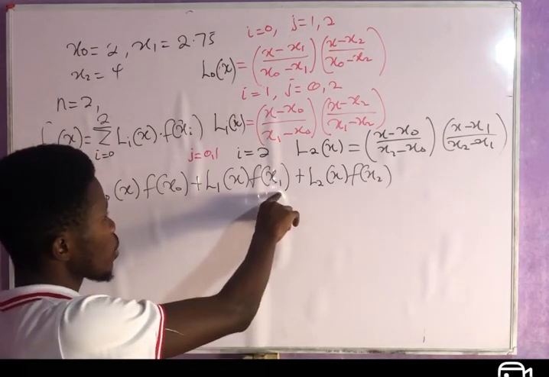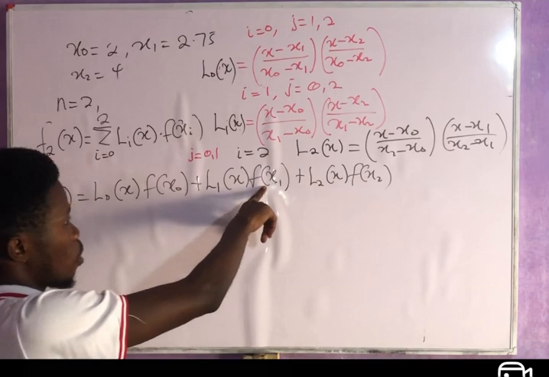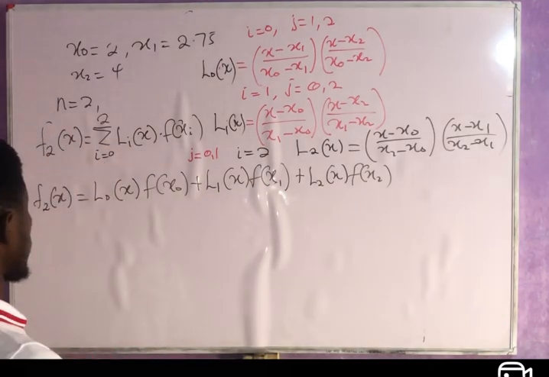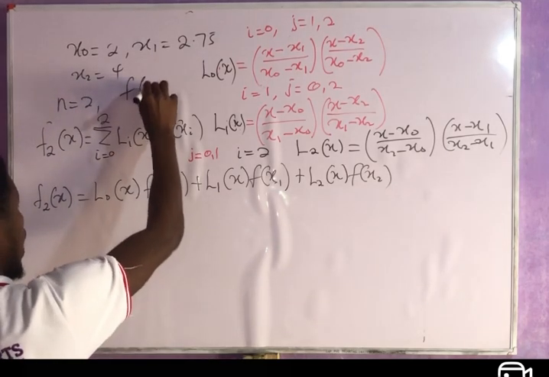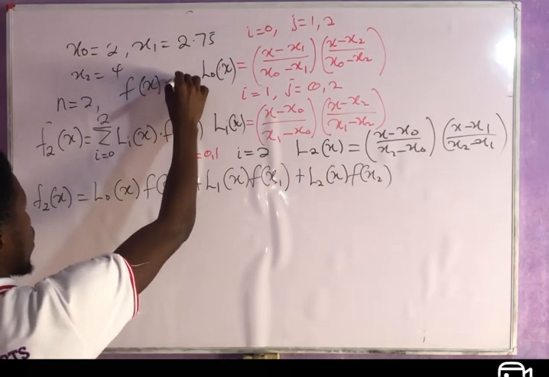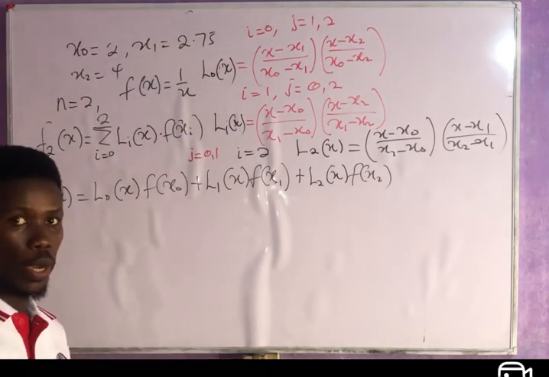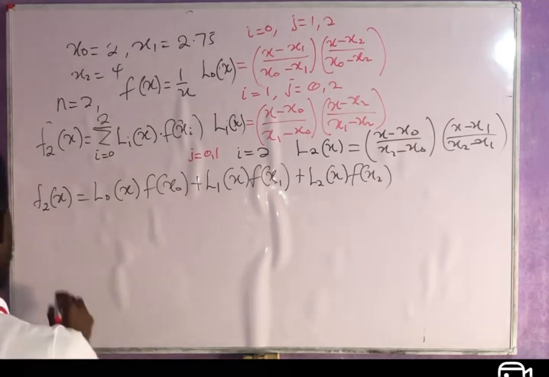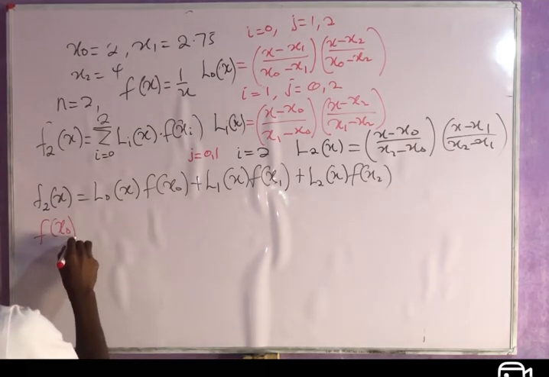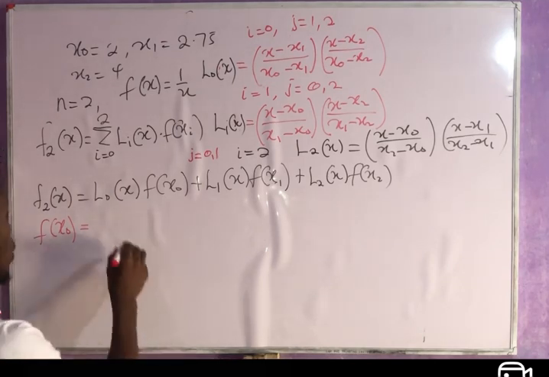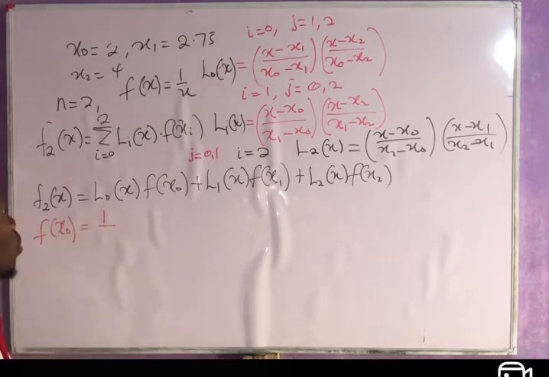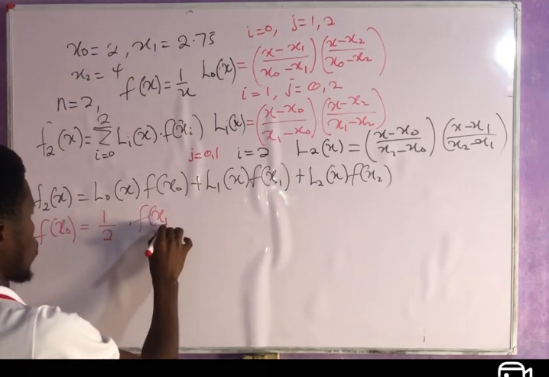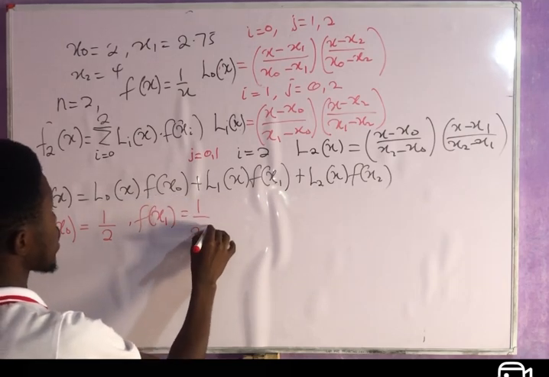Now, you can see f of x0, f of x1, f of x2. How do we get them? From the question, we were given f of x to be equal to 1 over x. I hope you can see that from the question. You can go back and check the question. It is there. So, for me to get f of x0 is simply 1 over x0. Where's my x0? My x0 is 2, so 1 over 2. Then f of x1 is just 1 over 2.75.